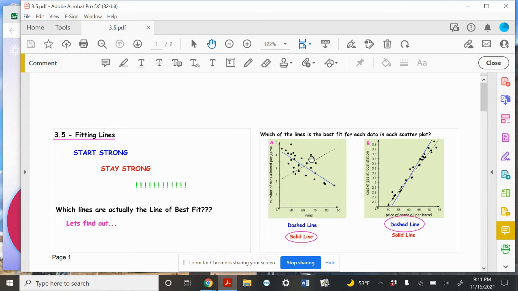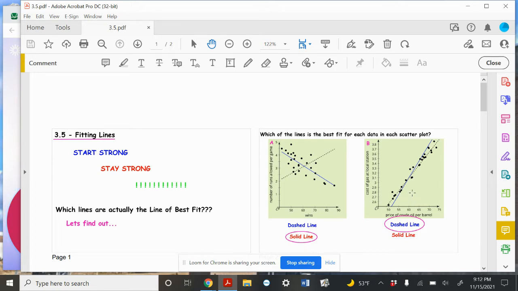Notice that this dashed line looks like it's increasing, but the data doesn't really look like it's increasing overall. Once we move over here, the data is heading upwards, it's increasing. Both the dashed line and the solid line are also increasing. So which one looks like a better fit line?